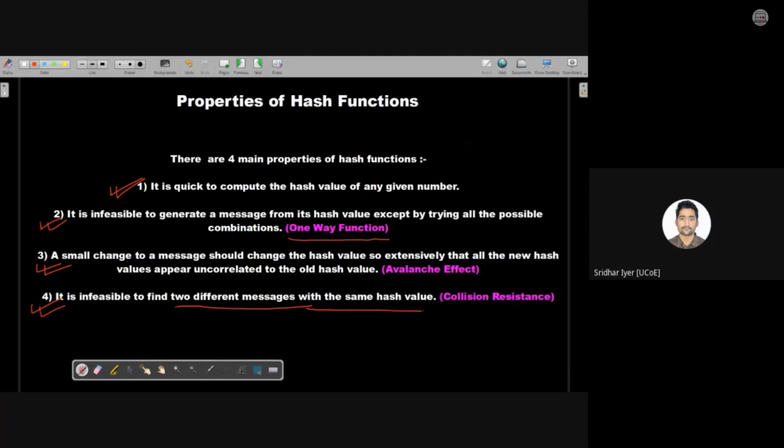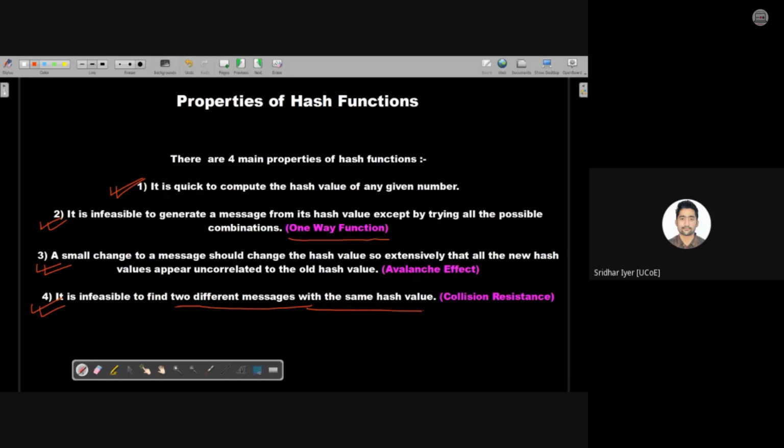Properties of hash functions, you can obviously elaborate on these. We have already seen the elaborated explanations of all of these functions. First one is it should be quick to compute. Second is it should follow the one-way function, that we can derive the hash from the plain text, but it should be difficult to derive the plain text back from the hash.